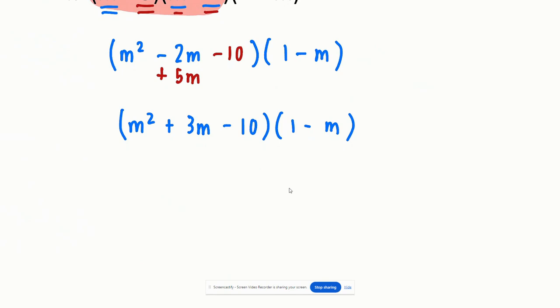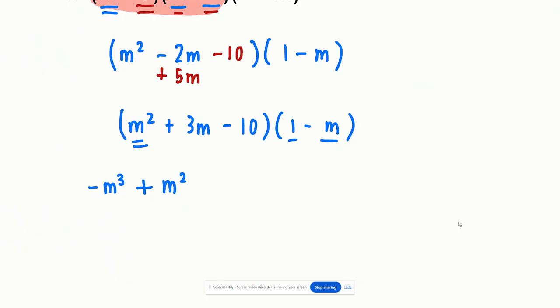Here we go. What's m squared times 1? M squared. What's m squared times negative m? It's negative m cubed. But where will that go? I'm going to put it out front. And I'm going to add a plus there because that was a positive m squared. Does everybody understand? I'm going to go ahead and try to put it in standard form.